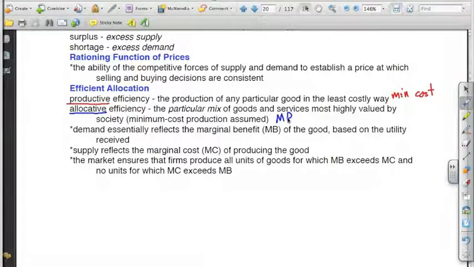So when we're producing where marginal benefit equals marginal cost. Remember in the first chapter, I told you guys that essentially you can just say marginal benefit equals demand for the good. And then now we can also say supply equals the marginal cost for that good. So we assure allocative efficiency when demand equals supply. When we produce at this special point, that's when we have equilibrium.